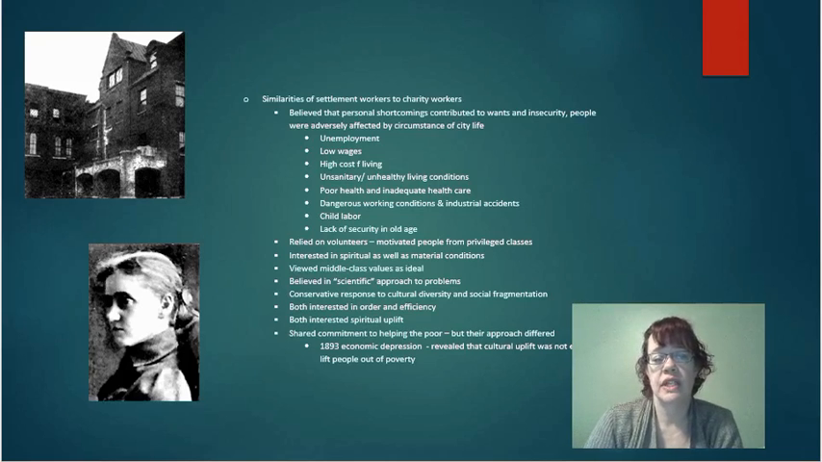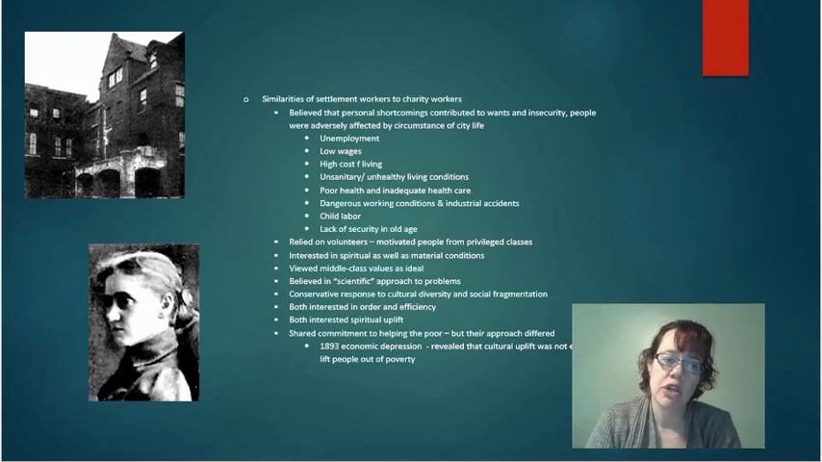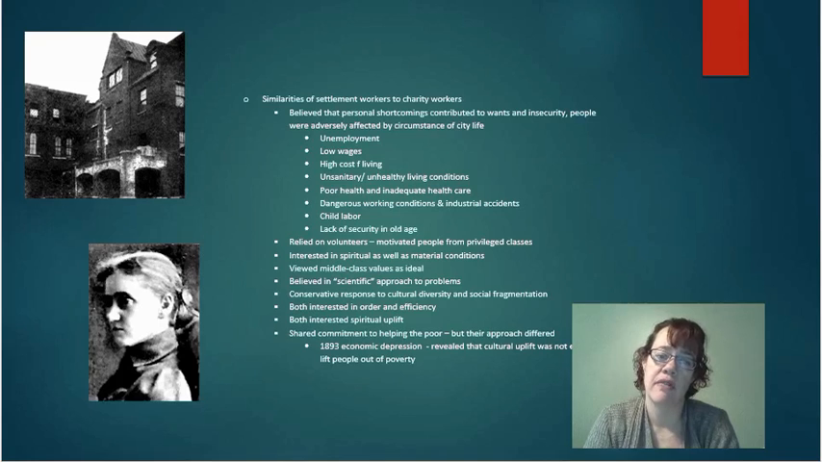It relies on volunteers, motivated people from the privileged class. It was interested in spiritual as well as material conditions. It viewed middle class values as ideal. So we've talked about that in the past, that charity workers very much idealized white Protestant middle class values. And this will to some degree continue that tradition, and really, especially the middle class values, assume that that's what's best for everyone.